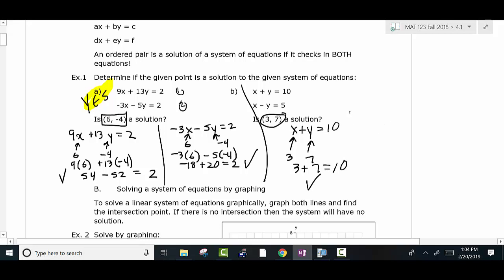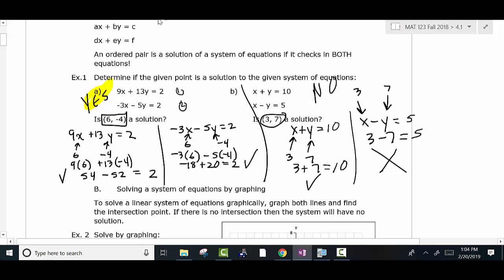Now we've got to try the second equation. The second equation is x minus y equals 5. Again, plug the 3 in for x, plug the 7 in for y and see if it works. So this now would be 3 minus 7 equals 5. Does that work? No. So that means the answer to this problem is that it is not a solution. It's got to work in both equations in order for it to be a solution. If it doesn't work in one, it's no, automatically. That's how you check the answer to a system.